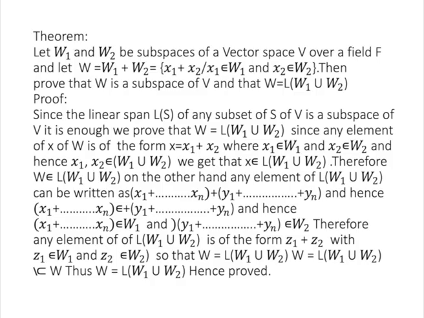Proof, since the linear span L of S of any subset S of V is a subspace of V, it is enough we prove that W equal to L of W1 union W2. Since any element x of W is of the form x equal to x1 plus x2, where x1 belongs to W1, x2 belongs to W2, so that x belongs to L of W1 union W2. Therefore, W1 is a subset of or equal to W1 union W2.